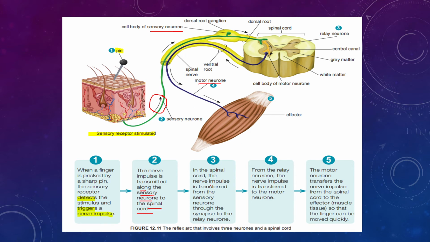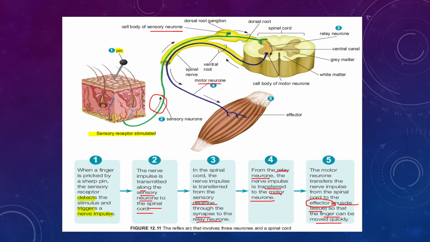So in the spinal cord, the nerve impulse is transferred from the sensory neuron, going through the synapse, to the relay neuron, and from the relay neuron to the motor neuron. The motor neuron eventually transfers the nerve impulse from the spinal cord to the effector. In this case, that's the muscle tissues that will immediately remove the finger quickly from the pin.